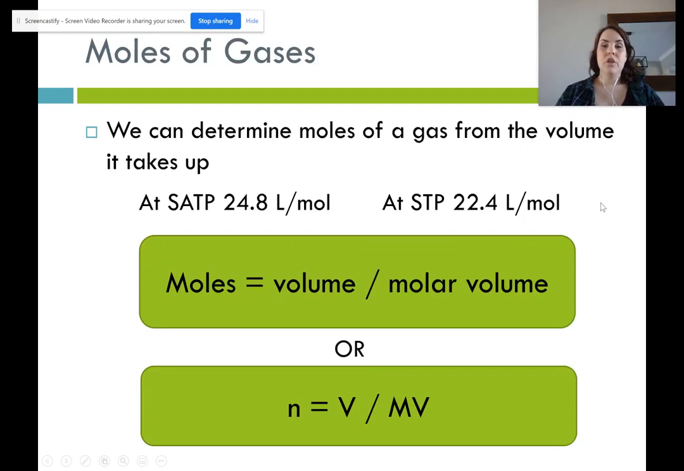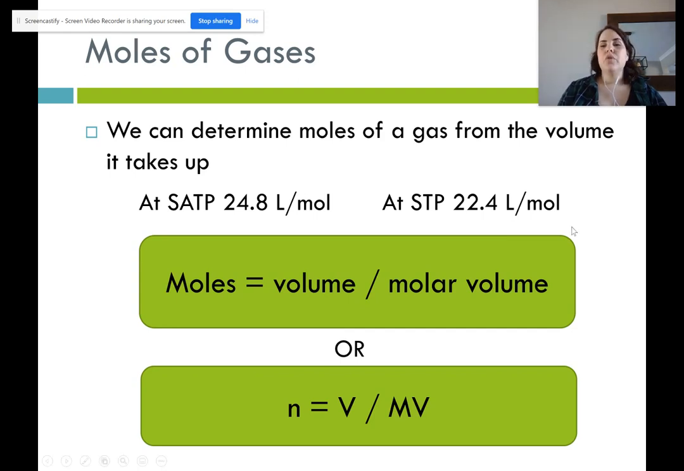Okay. So we can use this, like we use molar mass, to determine moles of a gas from a volume. Each pressure and temperature is going to have a unique molar volume, just like each element on the periodic table has a unique molar mass.